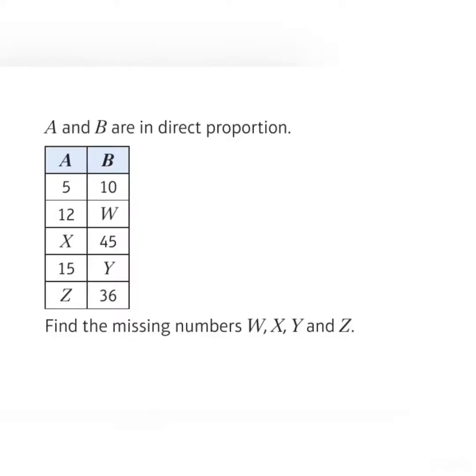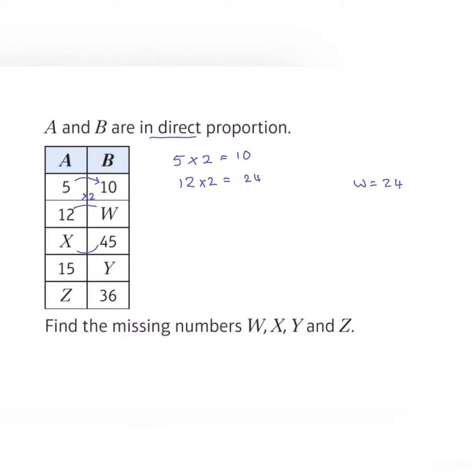Okay, we're going to start off with this simple example. It says A and B are in direct proportion, and we're given some values for A and B, and there are some values missing, and we need to find these values. Now if you look at A, 5 going into 10, what happened in that case? Because they're in direct proportion, we can see that 5 times by 2 gives us 10. So that means 12 times by 2 will give us a value for W. So 12 times by 2 is 24, and W equals 24.